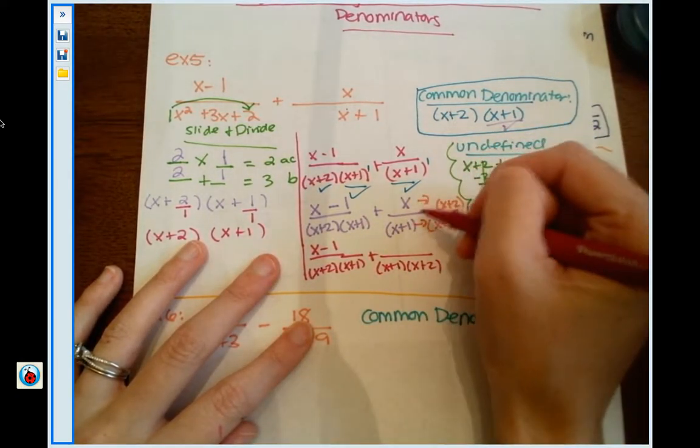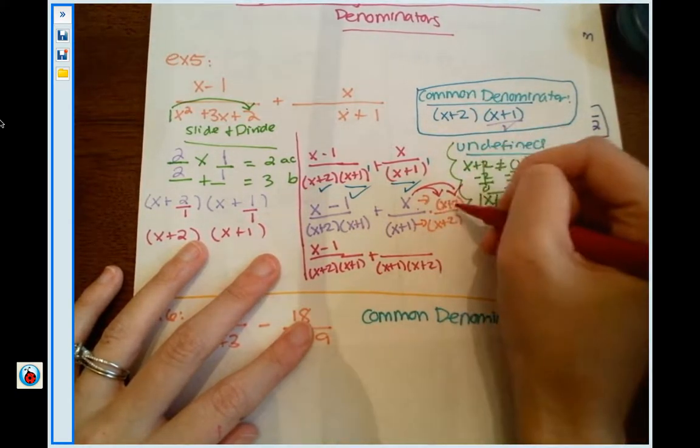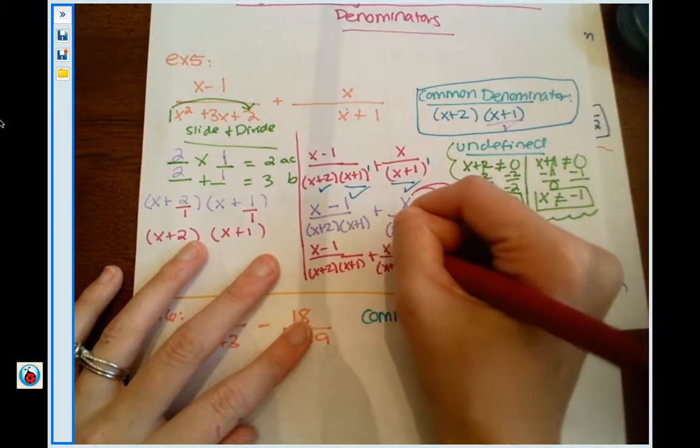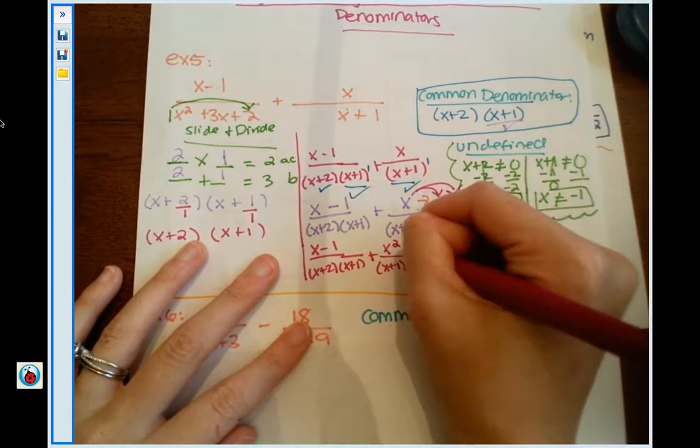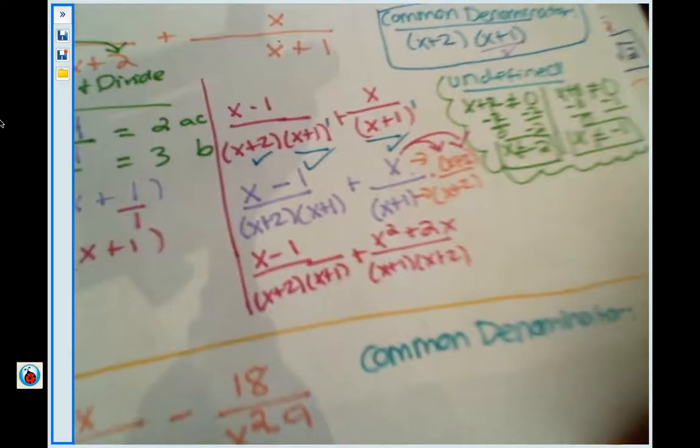And then the top, in order to multiply x to this, we got to distribute that. So x times x will give me an x squared, and x times 2 will give me a 2x. So now, do you guys see? We have common denominators. Look at those things right there.